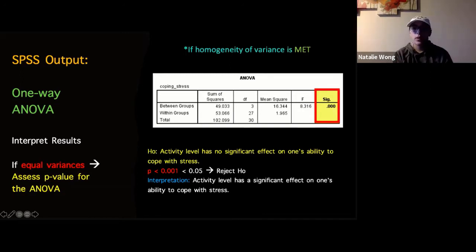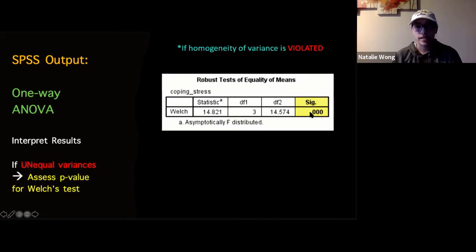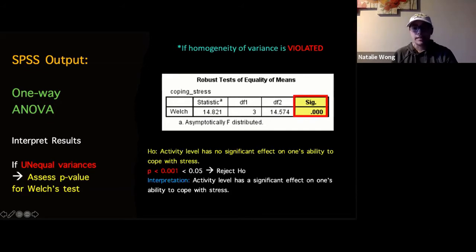So there are different ways we can interpret this, but all of them point to the same idea: that activity level has no effect on coping with stress. Okay. So this is if we met homogeneity of variance, which we did for our example. If for some reason we did not meet homogeneity of variance and violated it, then we would go to the Welch's test for the p-value for the main effect. In this case, it's still less than 0.001. So our interpretation would be the same as what we had in our previous slide.